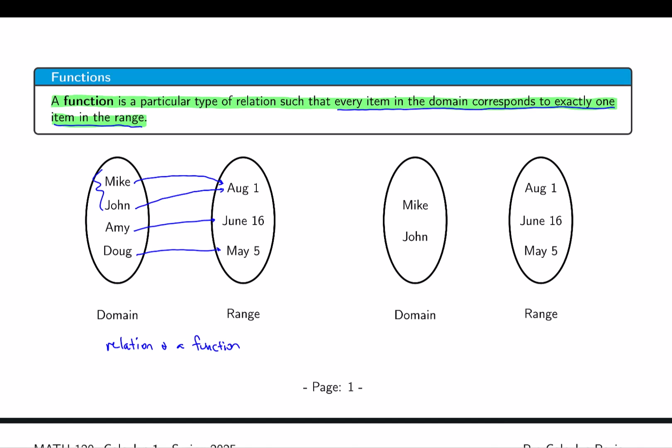So here we have two names, Mike and John. And if I say Mike is somehow connected to August 1st, and John is connected to June 16th and May 5th, this is still a relation because it's a set of data corresponding to some other set of data, but a relation is a very general correspondence. A function is very specific. The function says that each item in the domain can correspond to only one item in the range. John here corresponds to two items in the range. So it's a relation, but not a function.